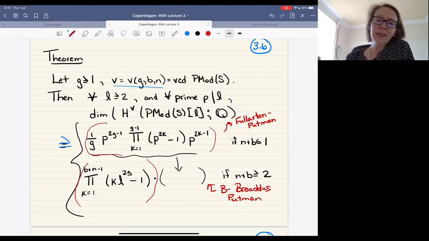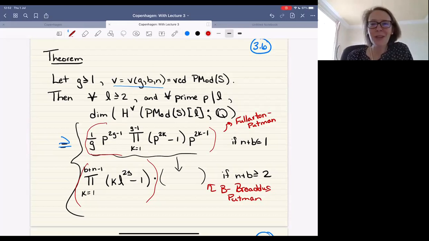Okay. And I guess one thing that's good to emphasize here is that the Fullerton-Putman result is super exponential in the genus. And so you see an analogous result here in the general case. So this expression is super exponential in the genus, but also in the number of boundary components and the number of punctures. So in other words, it's a high lower bound.